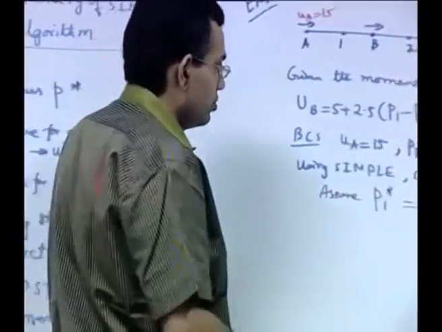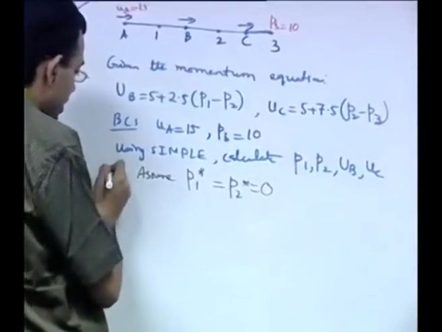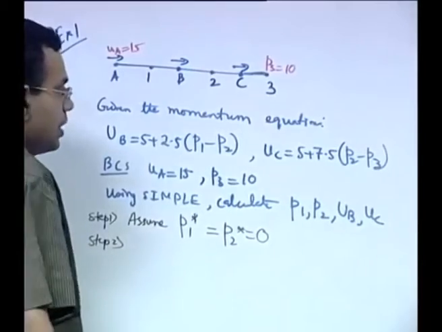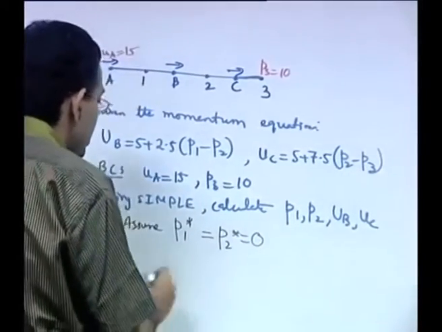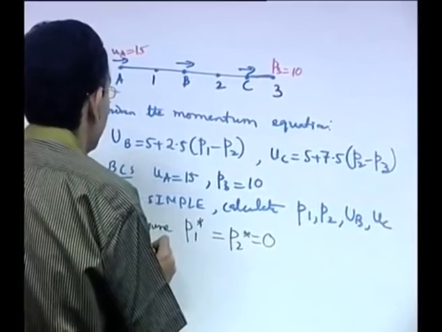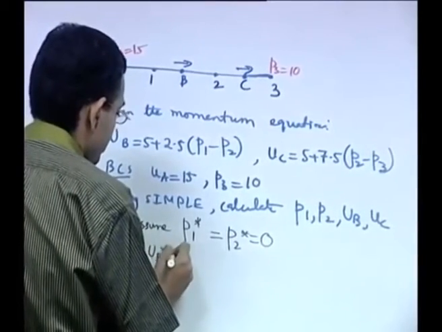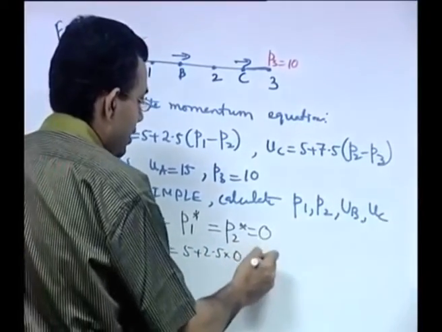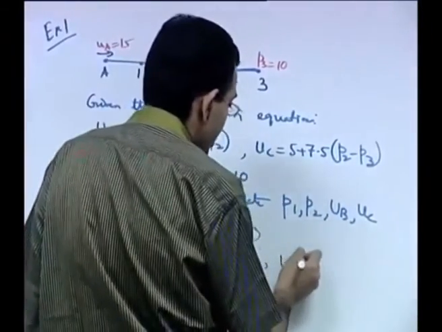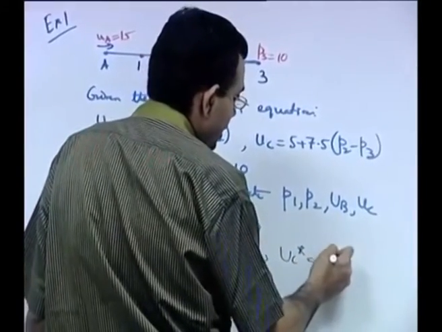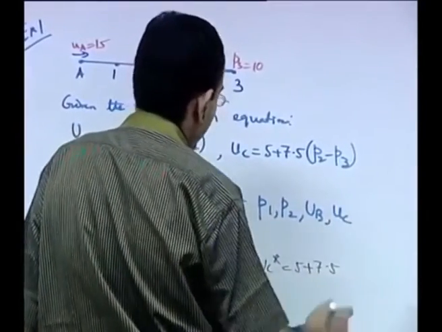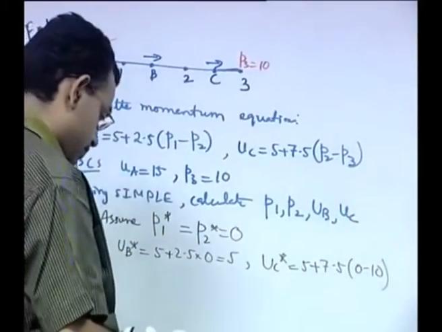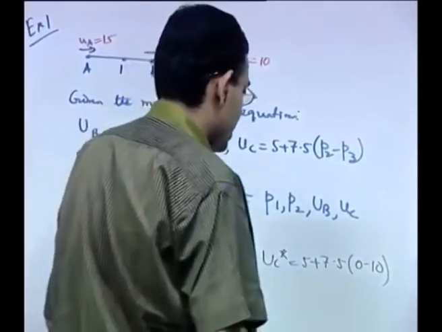So, step 2, if you solve the momentum equation, then what is UB star? 5 plus 2.5 into 0, that is 5. UC star is equal to 5 plus 7.5 into 0 minus 10. So, that is minus 70.